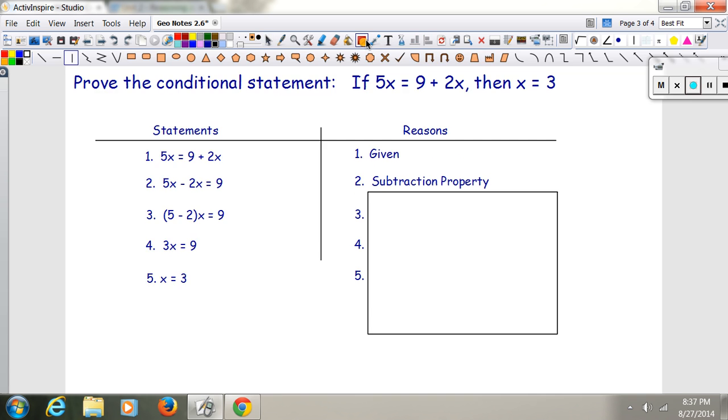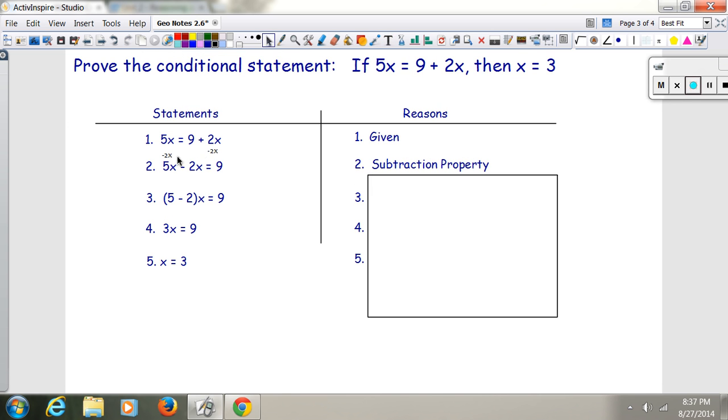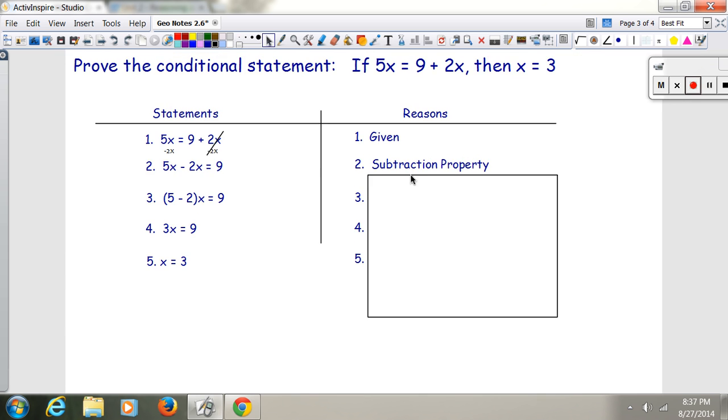So you could actually write that in there. So you could put minus 2x and minus 2x. So you can see that it was subtracted on both sides. So you got 5x minus 2x here, and then these 2x's canceled out. So let's see. Now these would cancel. So you would have just 9 left. So 5x minus 2x equals 9. That was called subtraction property.